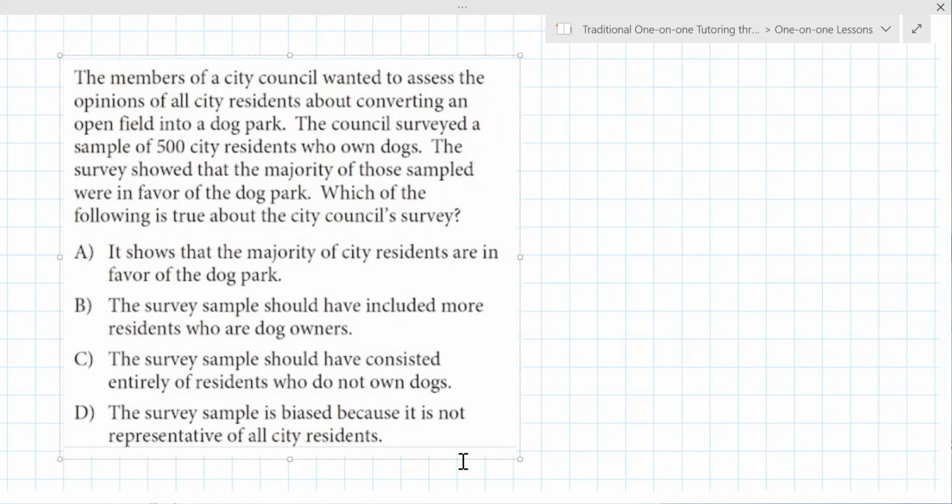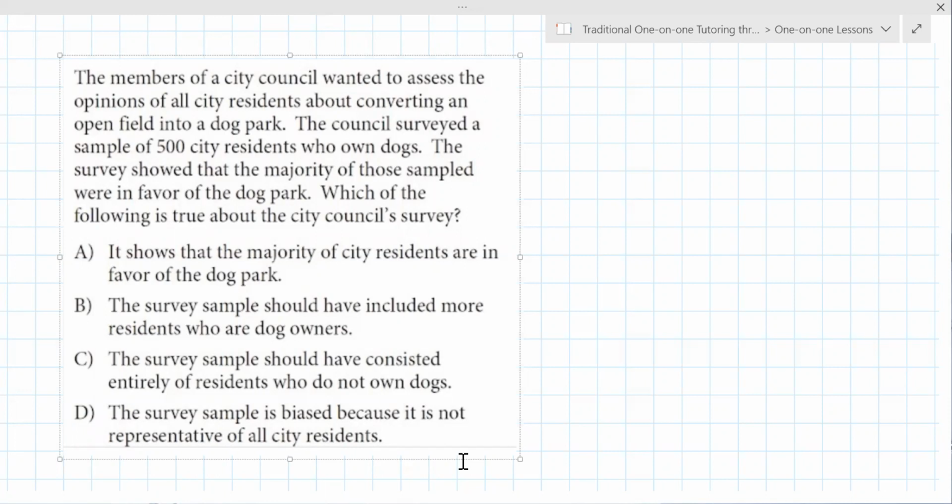Nope. The survey sample should have included more residents who... nope. Should have consisted entirely of residents who do not own... Survey sample. I should have just read from bottom to top. What is the answer? Do you think D? It's D? Okay. I mean, technically it is biased because it is not representative of all types, but I guess it would be C as well. I'm not sure. Okay. So we don't want to have some doubt like that. That's the biggest problem here.